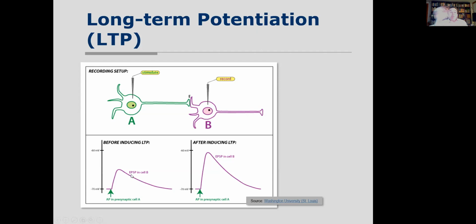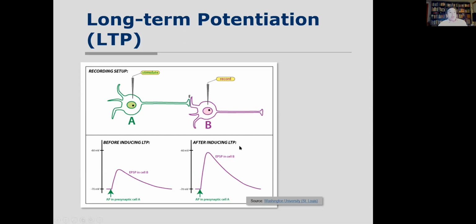The result would be kind of small. This would be the electrical change. It would go from minus 70 millivolts to maybe minus 65 millivolts. EPSP is excitatory postsynaptic potential. Excitatory means going more positive.